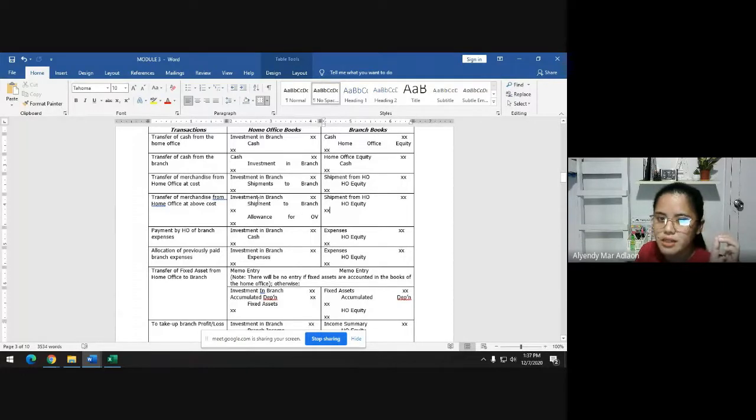Now, what is the journal entry for that? So for example, di ba 100 dayon kanang transfer at above cost, so 125 ang gipresyo. So that would be, of course, dapat balance lang gihapon ang investment in branch and HO equity. So, pila ang shipments to branch on the part of the home office? That is 100. Pila ang allowance for overvaluation? Mao to ang gidungag na 25. So, for the investment in branch, that would be debit 125, credit shipment 100, credit allowance for overvaluation 25. So, on the part of the branch, since ang iyang nadawat man is 125, so debit shipment 125, credit home office equity 125. Balance lang gihapon ang investment in branch and HO equity, but the shipments are not balanced.